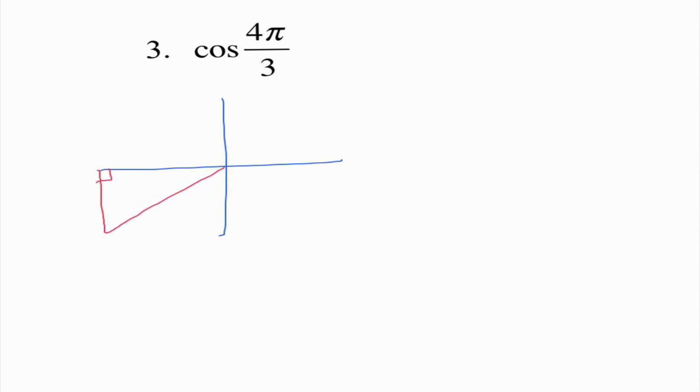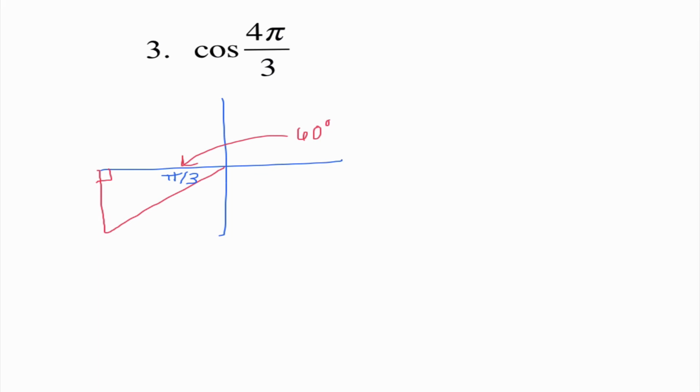I know that this is 1/3 pi away from the x-axis, so I'm going to write this as pi over 3 is my reference angle. Keep in mind pi over 3 we know is also 60 degrees. Okay, those are equivalent to one another.